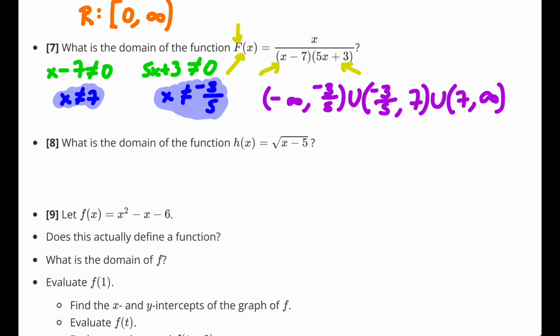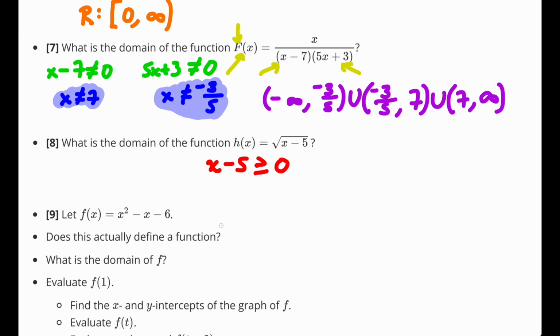What is the domain of the function h of x? So you'll see f's, you'll see g's, you'll also see h's. Square root of x minus 5. Well, you cannot do the square root of a negative. You can do the square root of 0, but otherwise it has to be positive. So that means x minus 5 has to be greater than or equal to 0.